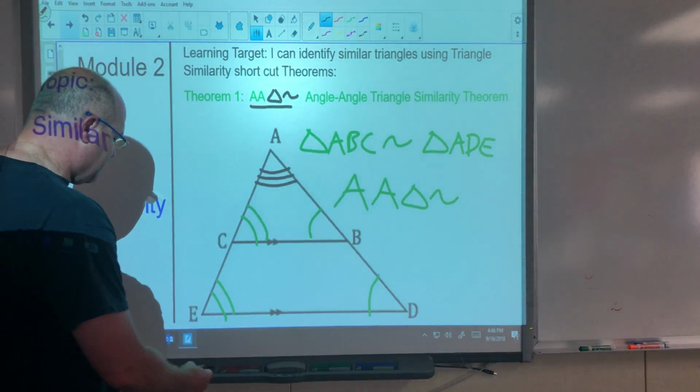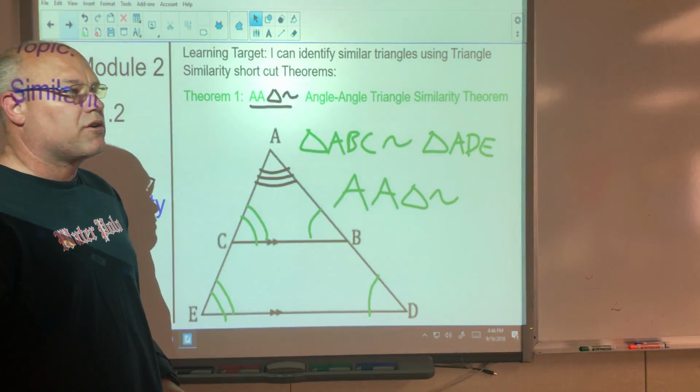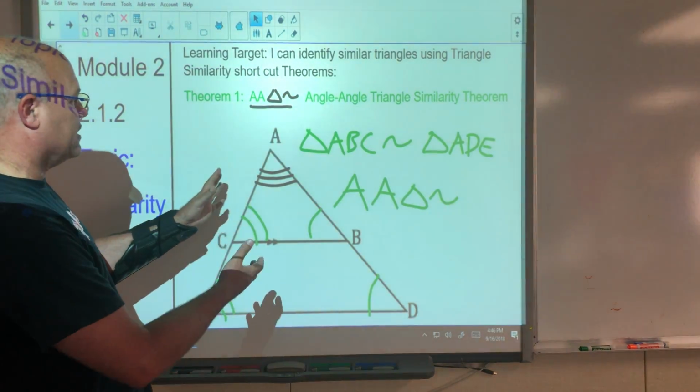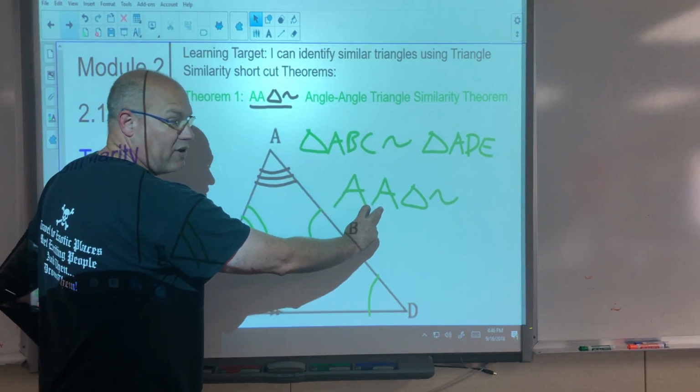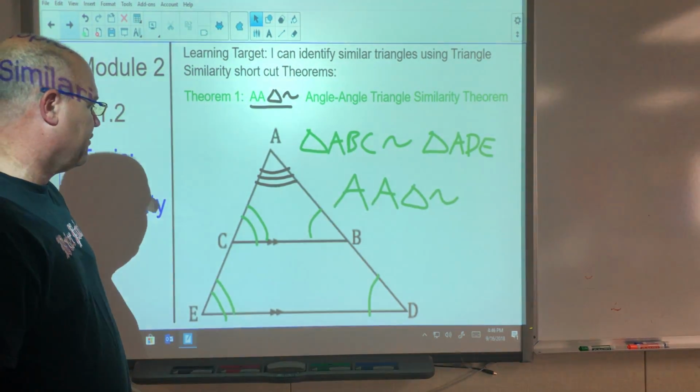And then in class, some students asked about angle-side-angle, because that was a triangle congruence theorem. We do not need angle-side-angle for similarity because we can just live with angle-angle. So why make it more difficult than it needs to be? Just angle-angle. You don't need the side.